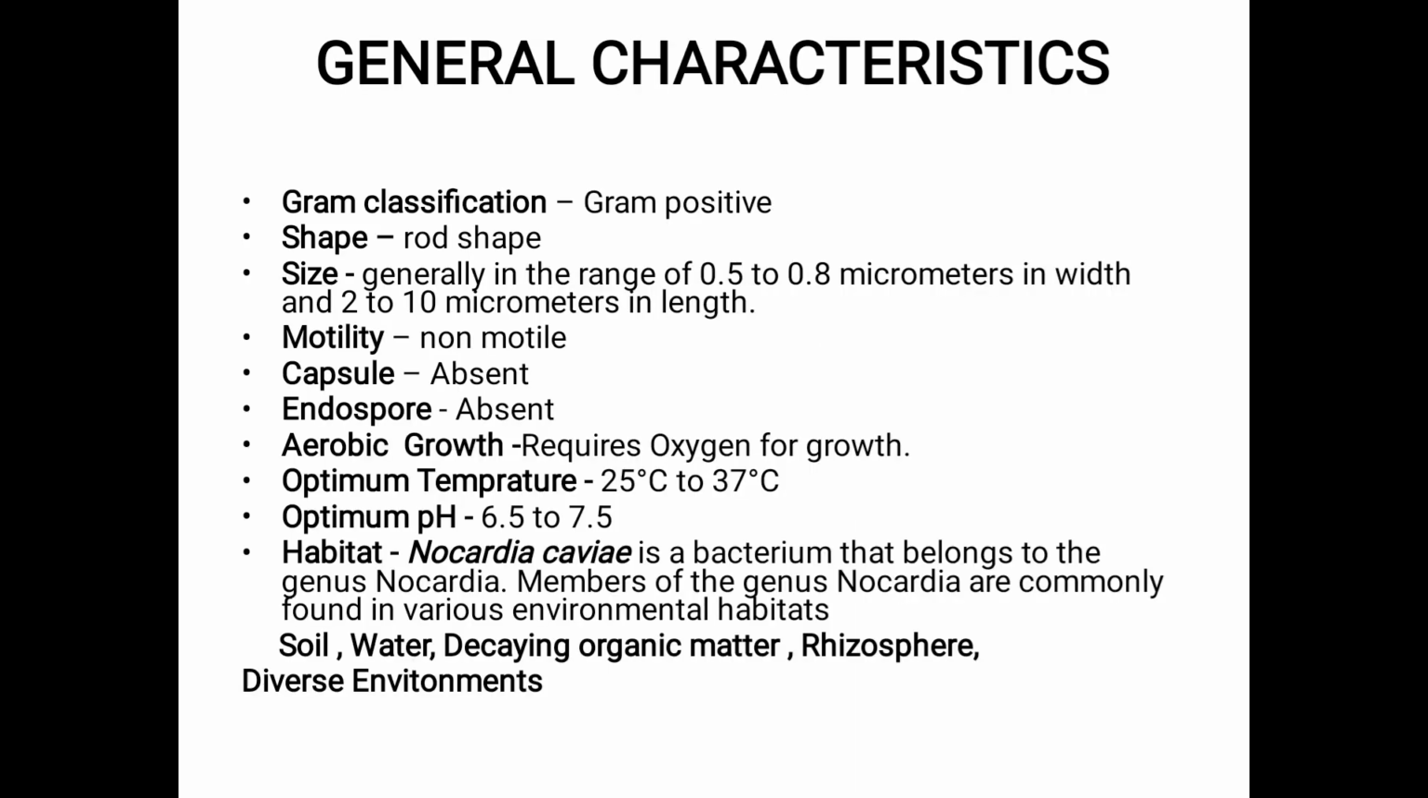In this video we are going to see about Nocardia caviae. First, the general characteristics. Gram classification. It is gram-positive in nature and rod shape. The size generally ranges from 0.5 to 0.8 micrometer in width and 2 to 10 micrometer in length.